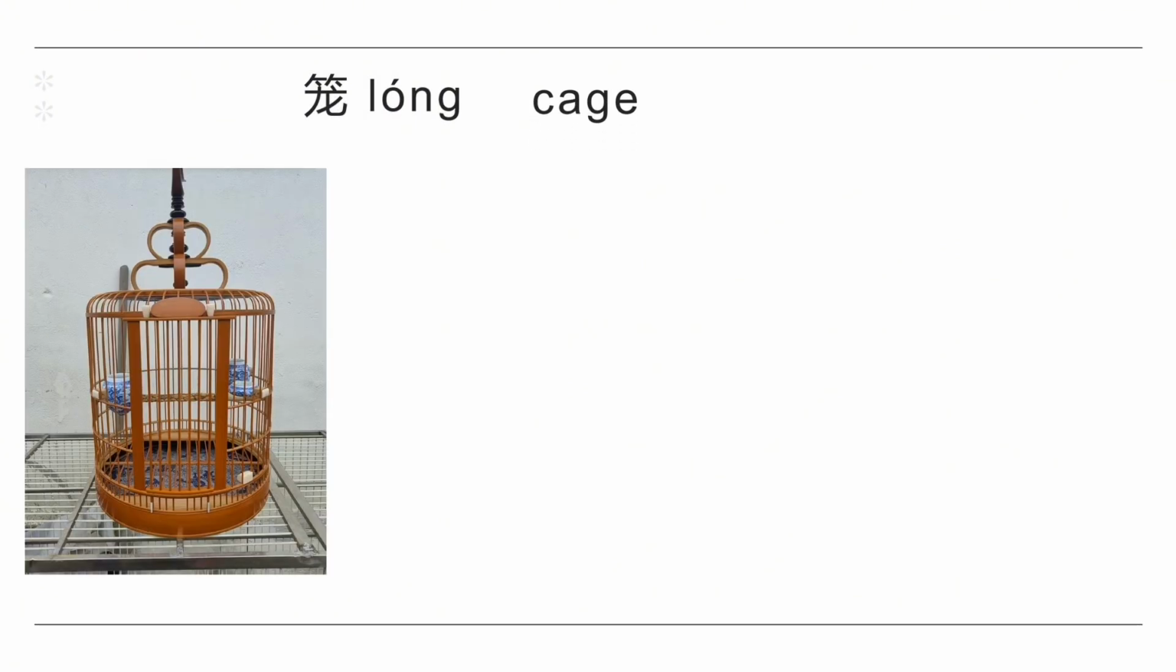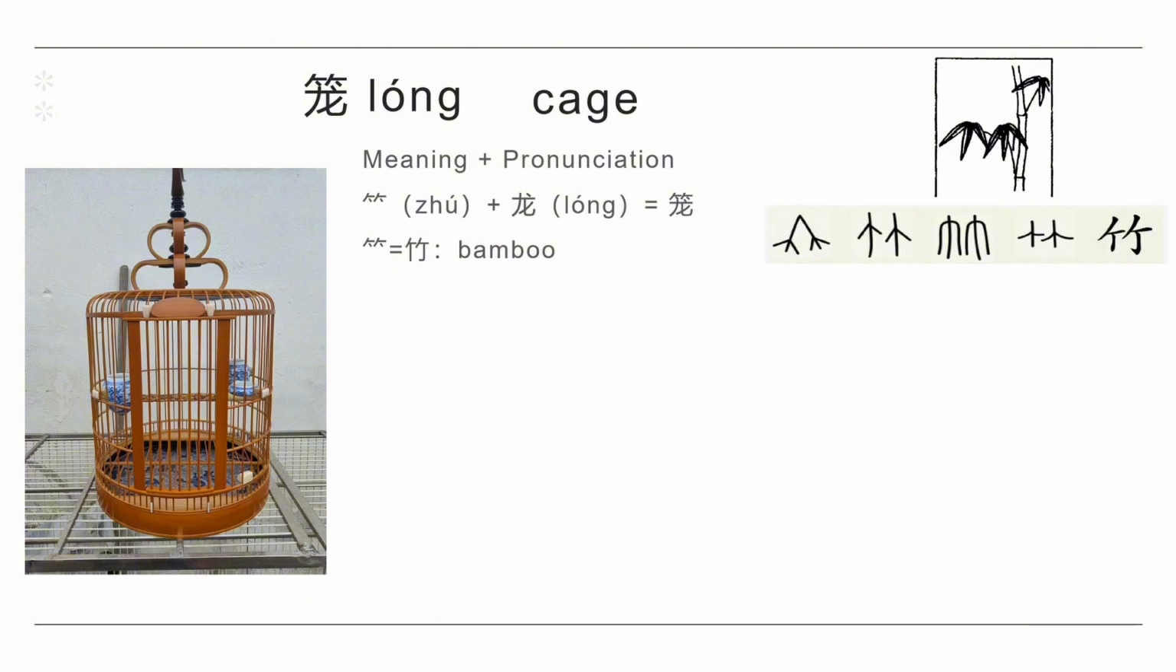This character is 笼, second tone, 笼. It means a cage. This character is made up of two parts, one that gives a hint to the meaning, 竹, and one that gives a hint to the pronunciation, 龙. The top part of this character is the condensed version of 竹, meaning bamboo. We can see how this character has evolved over time from a simple drawing of two bamboo leaves on a stalk.